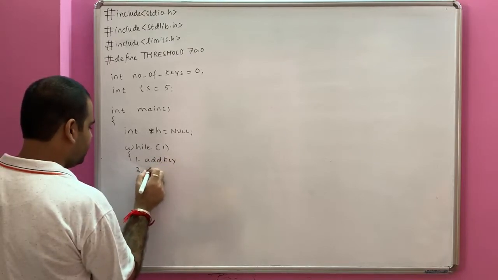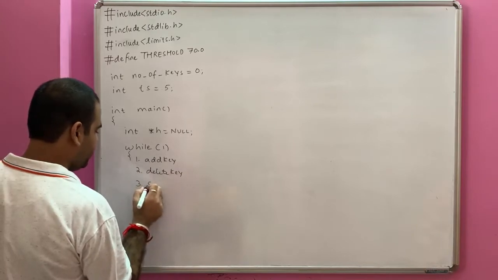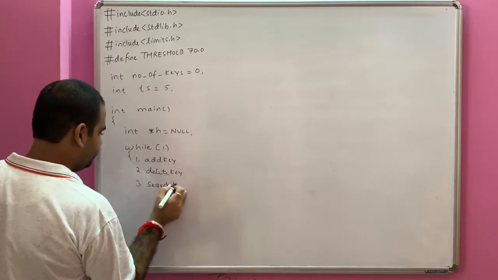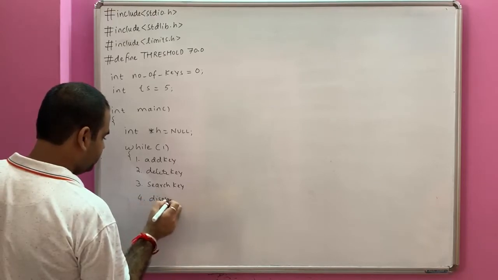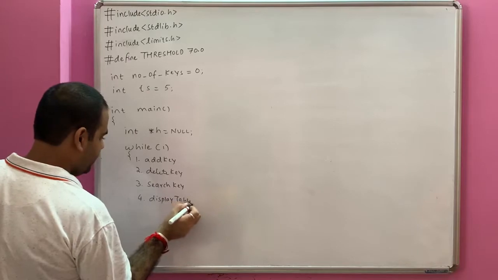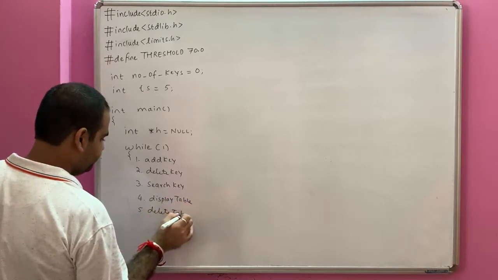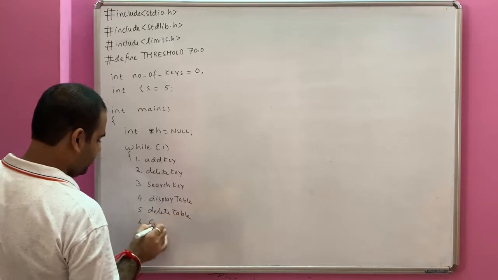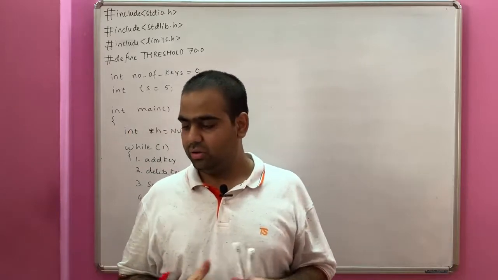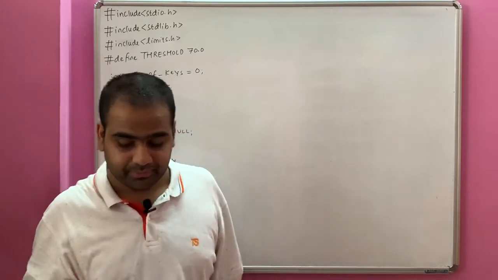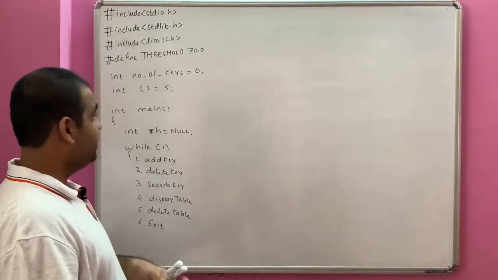Let the second option be say delete key. Third option be say search key. Fourth one display table, and let us say the fifth one is delete table, and sixth one is exit. Now after doing all those things, let us see how do we write it.